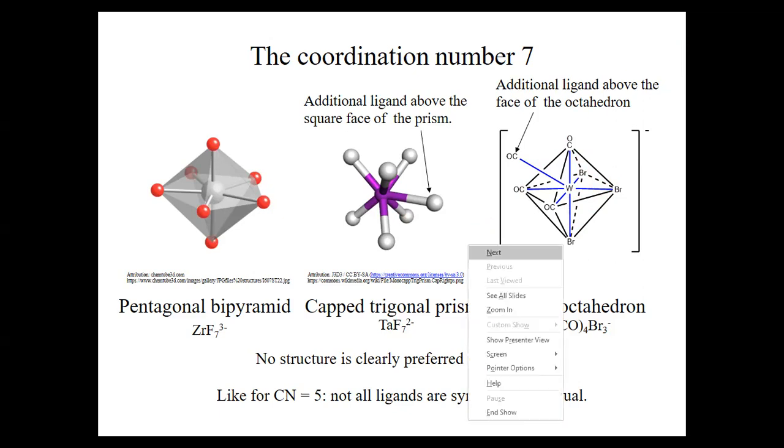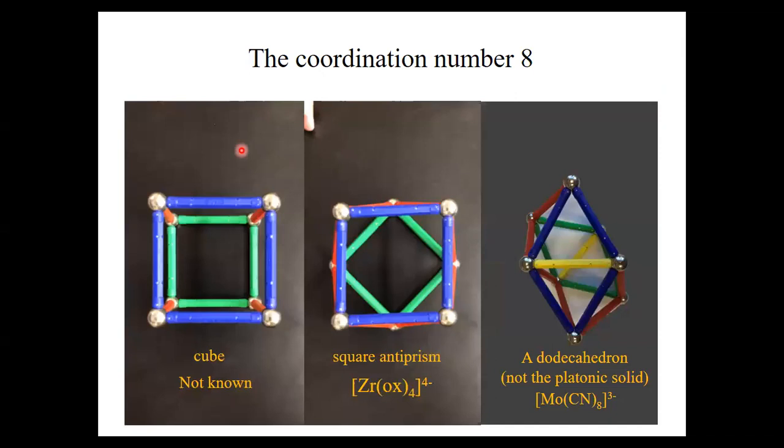Okay, then let's move from the coordination number 7 to the coordination number 8. So the simplest shape you can imagine for the coordination number 8 is a cube. The metal ion would sit in the center of a cube. However, this structure is not realized in nature for molecular compounds, because there is a related structure which is energetically always more favorable. And this is the square antiprism, which is shown here.